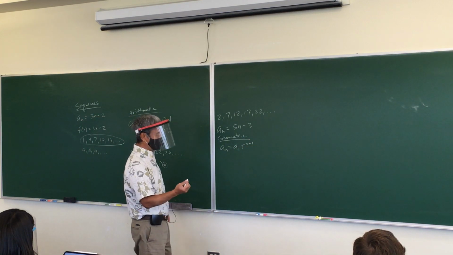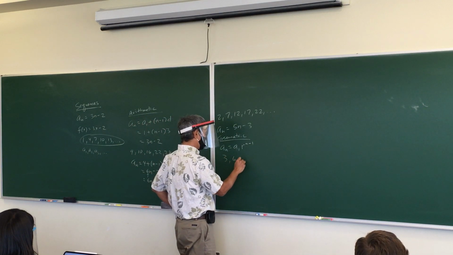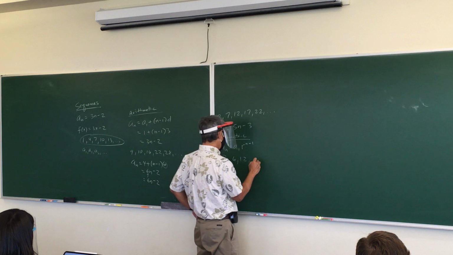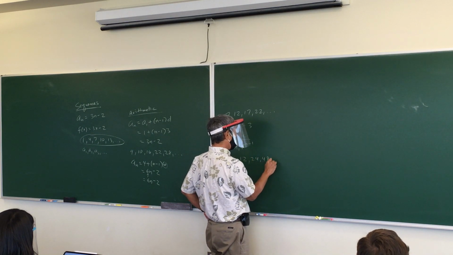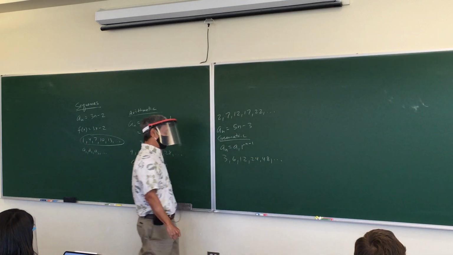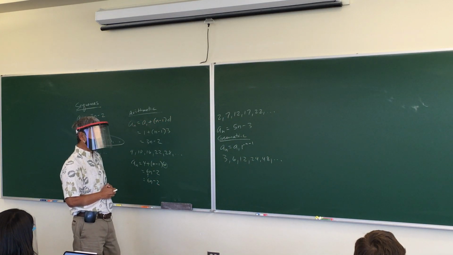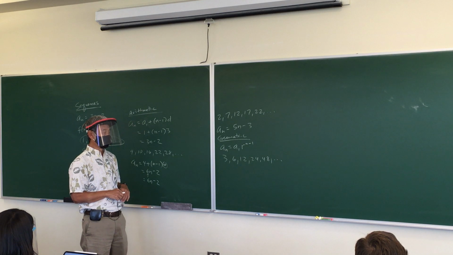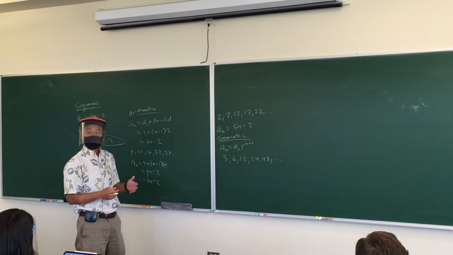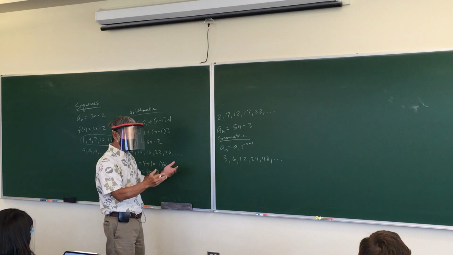Okay, let's look at an example of a geometric sequence, like 3, 6, 12, 24, 48, dot, dot, dot. So when you first see a sequence, the first thing you ask yourself is, is it arithmetic? No, I don't keep adding the same number. Do I keep multiplying by the same number? Yeah, you keep multiplying by 2. So when you keep multiplying by the same number, that's called a geometric sequence.